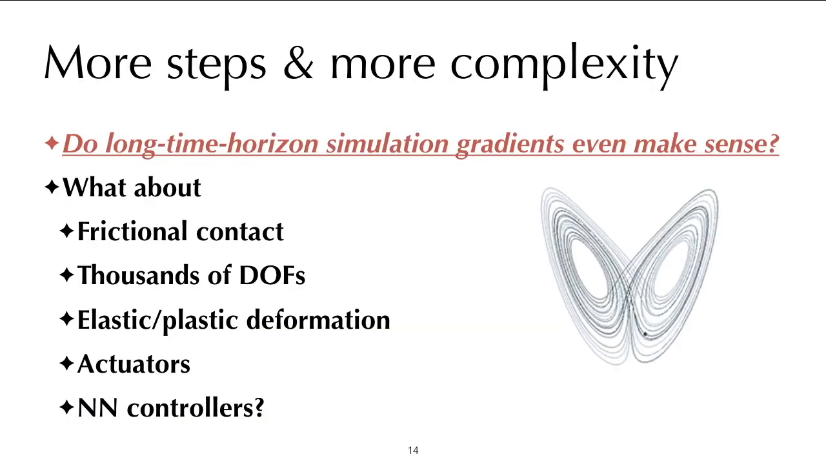So let's now talk about the first question, which is, what if we have more steps and a more complex system? The natural question to ask here is, do long time horizon simulation gradients even make sense? Because, you know, the world is chaotic. For a simple system, it's easy to evaluate the gradients, but what if we add more frictional contact? What if we have thousands of degrees of freedom? What if we have elastoplastic deformation? And in order to make it meaningful for AI, we have to introduce actuators, and we have to plug in neural network controllers. All of those factors are introducing a lot of noise or chaotic behavior to the system.